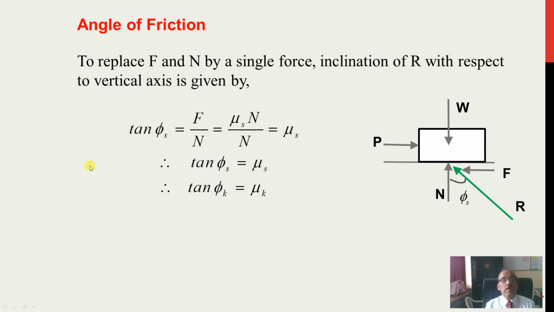Okay, now what is the angle of friction? To replace this F and N by a single force R, the inclination of R with respect to the vertical axis is given by tan phi s, that is F by N. We know F equals mu N, so N will cancel, and tan phi s is mu s. So in static, if you consider the coefficient of static friction, then tan phi s. And if you consider the coefficient of kinetic friction, then you should take tan phi k. So these are the simple terms which you must learn.